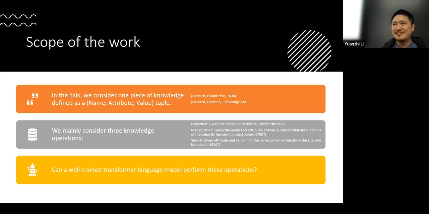And we want to understand if the transformer is able to recite the paragraph of Harvard, or recite all those paragraphs, then can it be able to do all those operations on the knowledge that it memorized? Okay, any questions?